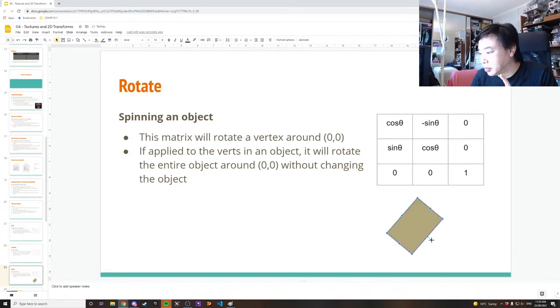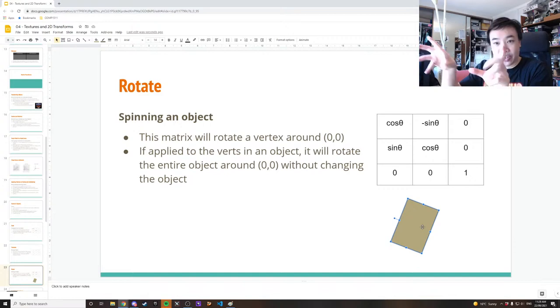So this is going to allow us to spin an object around, because if we use the same rotation transform, so the thetas are all the same for all of the verts in the object, it will rotate the entire object around 0, 0. So if this thing is not in the center, it's going to swing the object around 0.